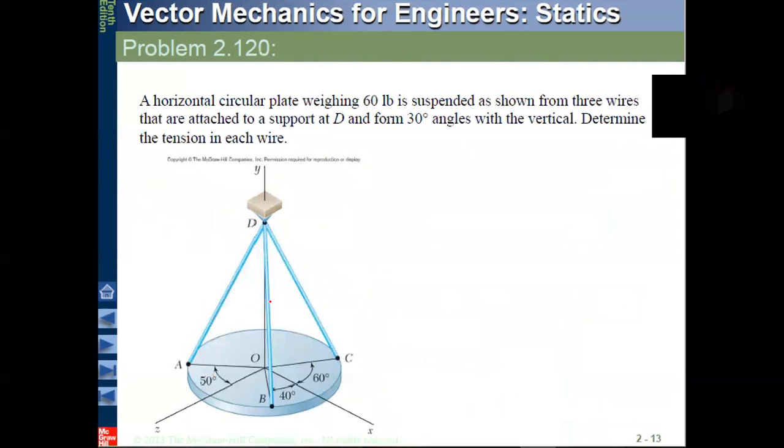Well, in this question, we have the horizontal circular plate weighing 60 pounds that is suspended as shown from 3 wires that are attached to a support at D and form 30 degree angles with the vertical. Determine the tension in each wire.